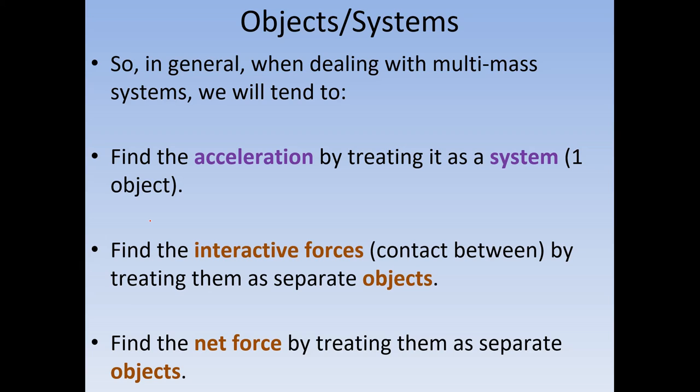And if you're looking for either the interactive forces, the contact forces, whatever force is connecting them, or you're trying to find the net force, something that's pretty much unique to the object, you have to treat them separately. You have to treat them as separate objects. The one thing that you want to make sure that you do remember is that we're using F net equals ma this entire time. Like I said, we're still applying Newton's laws. We're just applying them into unique scenarios.